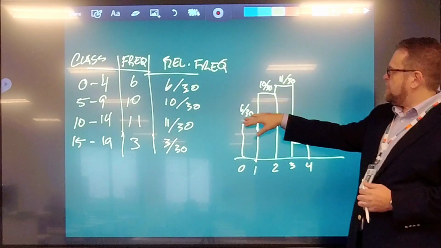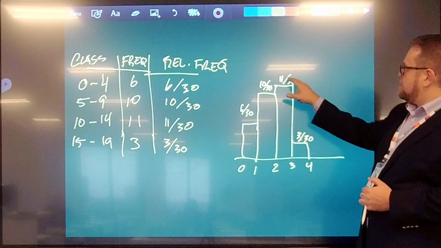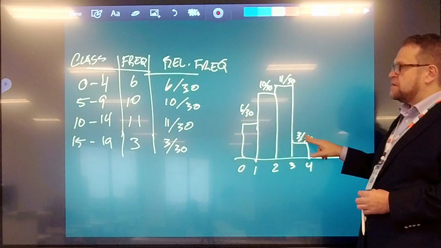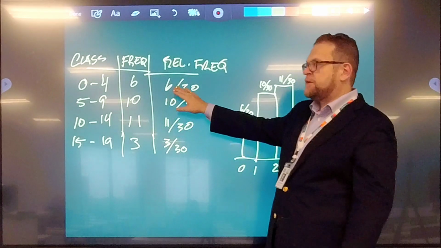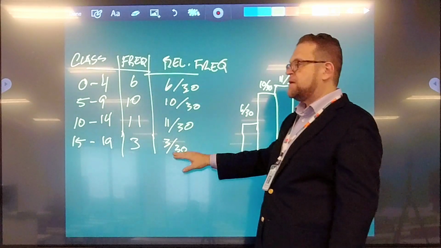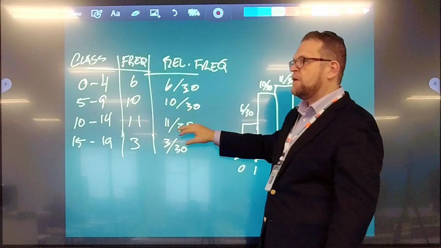And what did all of these numbers add up to? They all must add up to 1, because that is the relative frequency table.